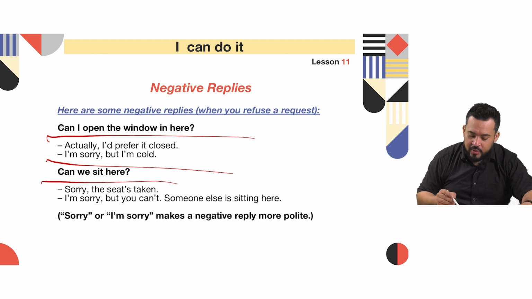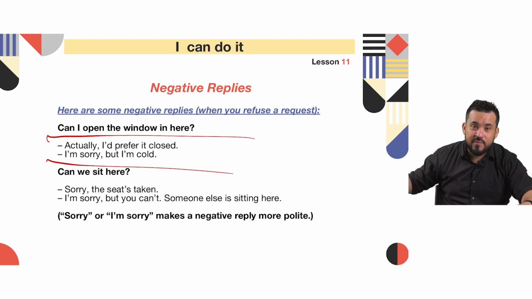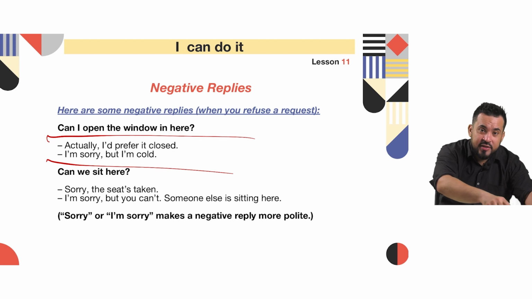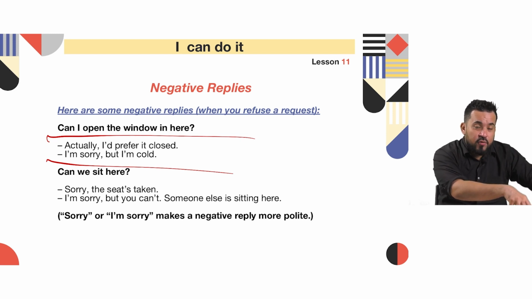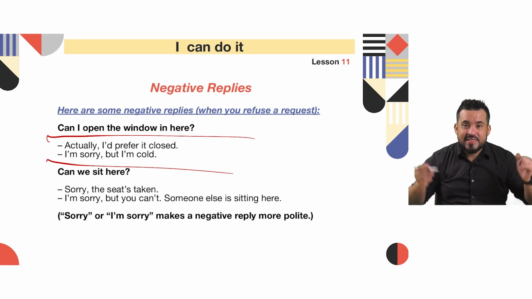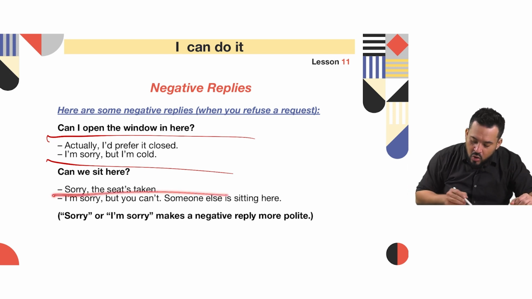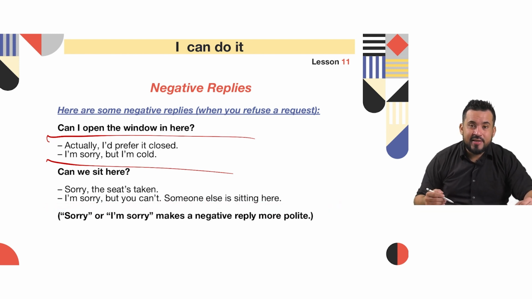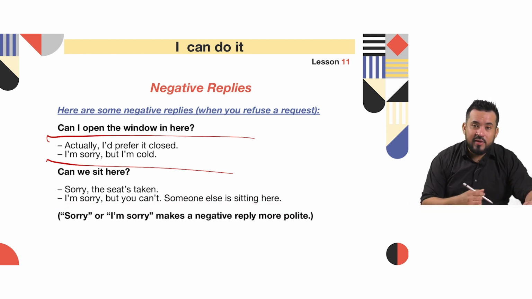Can we sit here? Sorry, the seat is taken. You say this if you don't want someone to sit on that seat, or if you are keeping that seat for a friend of yours or someone else is coming. So you say, sorry, that seat is taken. Or you can say, I'm sorry, but you can't. Someone else is sitting here.